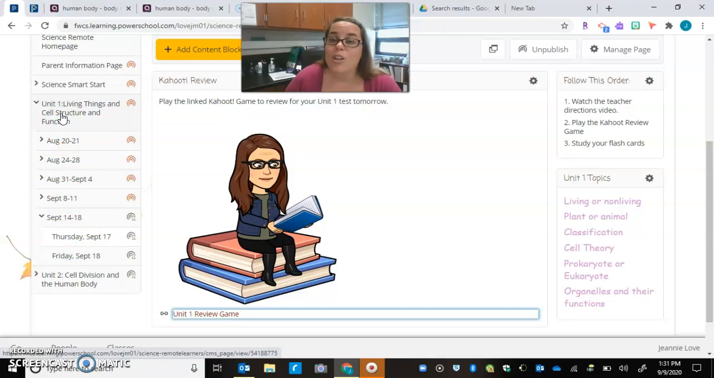Go back, look back through those PowerPoints if you need to. Look back at the readings. They should still be active in your Pearson book. They're probably either in progress or completed, but you can still access those. So go back and relook at those if you need to. But be prepared. The test is tomorrow.